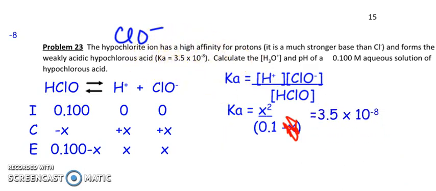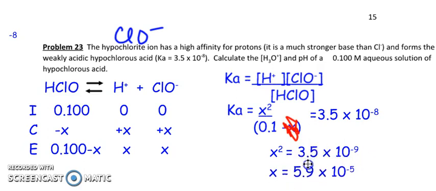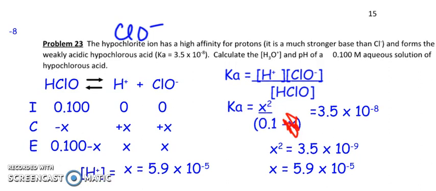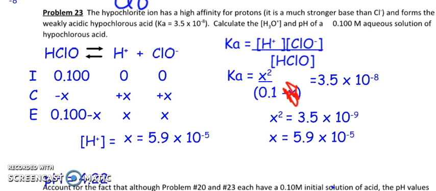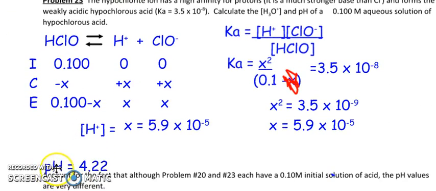It's my Ka. So now multiply both sides by 0.1. I get 3.5 times 10 to the negative 9th, and I'll take the square root of both sides. And this is what I got. So that's my X, and not only is that my X, that is my H plus concentration. And so what's left is to find the pH, and it is the negative log of the 5.9 times 10 to the negative 5th, so pH is 4.22.